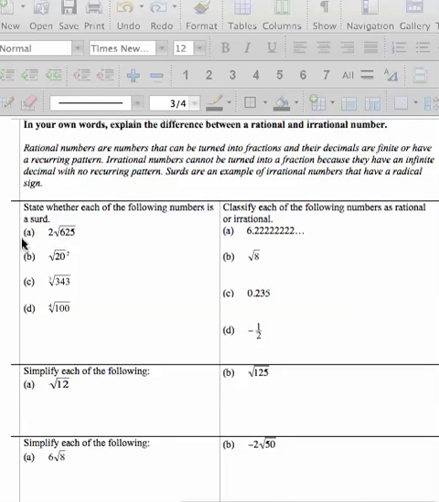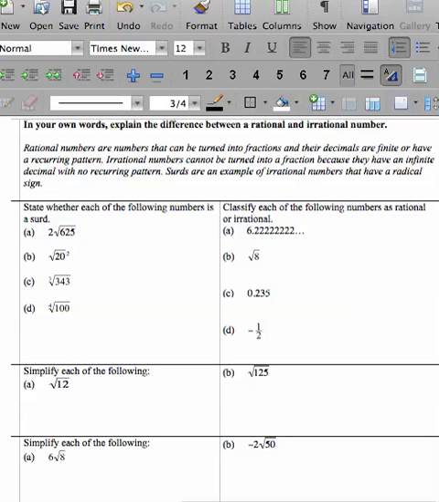So with A, we've got a 2 out here, that's fine, but the problem is, is 625 a perfect square? I know that 25 times 25 is 625. So the square root of 625 is 25, and 2 times 25 is 50. If you use your calculator, you would have had an answer that's 50. You can see it's a whole number, so therefore this one we would say is not a surd because we got a whole number as an answer.